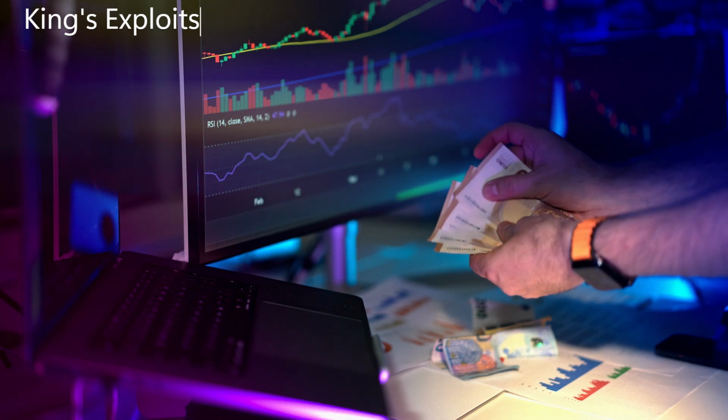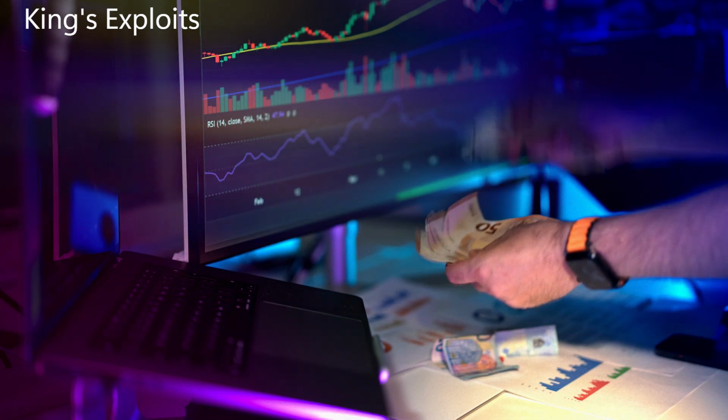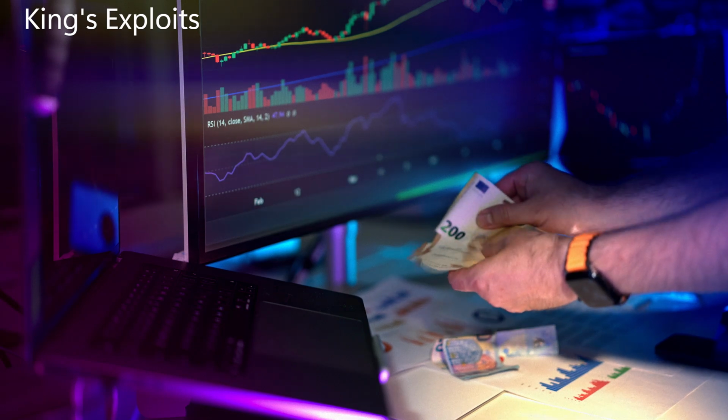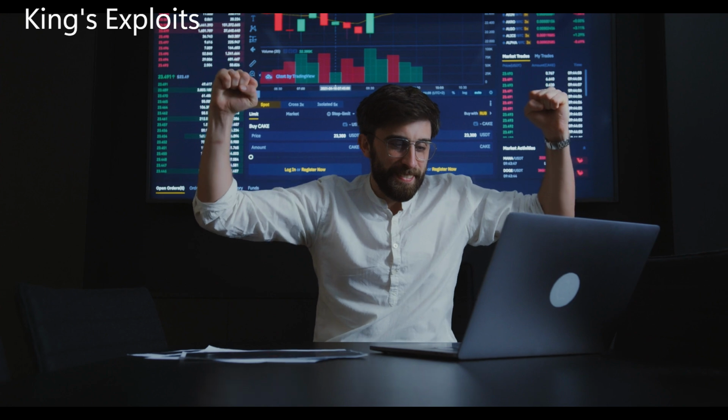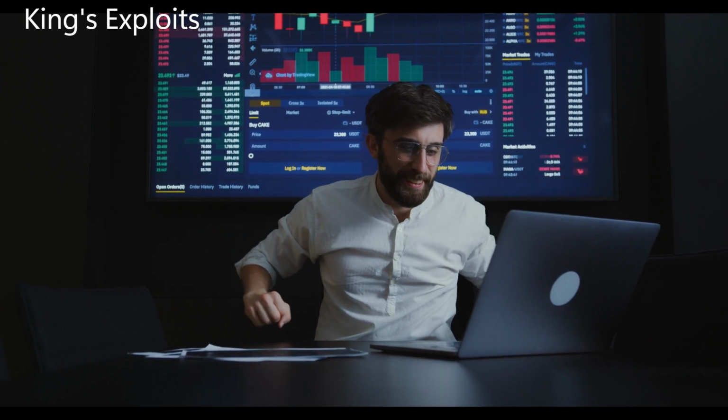Proper identification, neckline confirmation, and volume analysis are crucial. Don't let confusion lead to bad trades. These patterns help you understand market psychology and make informed decisions. Keep practicing, and you'll see your trading improve.